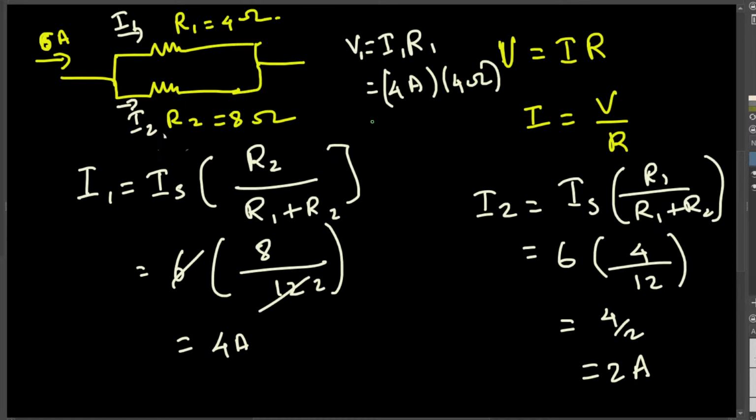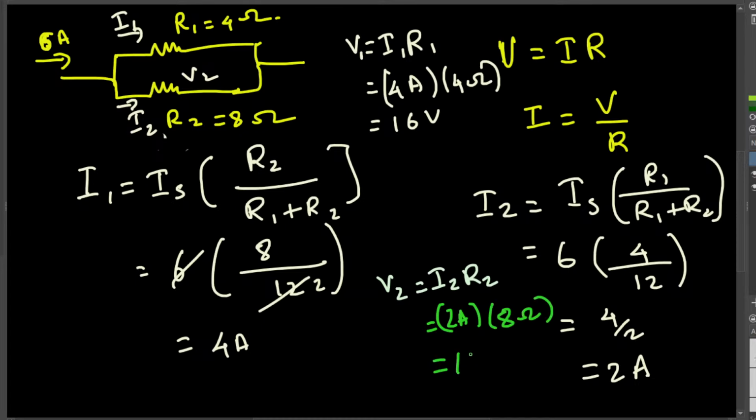So 4 ampere times 4 ohm resistance, we are going to have 16 voltage. And if you want to find out the voltage across this R2 resistance, you can use Ohm's law as well. V2 is equal to I2 times R2, and here the current we found out, that is 2 ampere, and then the resistance is 8 ohm. So 2 times 8, that's 16 voltage. Okay, that makes sense because when we have voltages in parallel, it's going to be the same everywhere, so it's going to be equal voltage. So this makes sense.